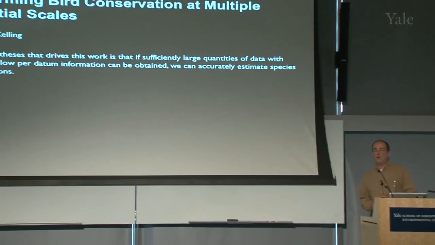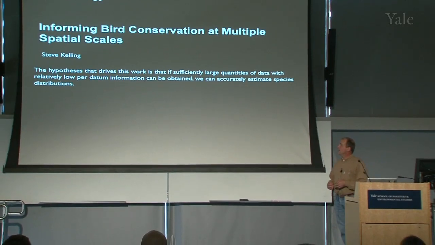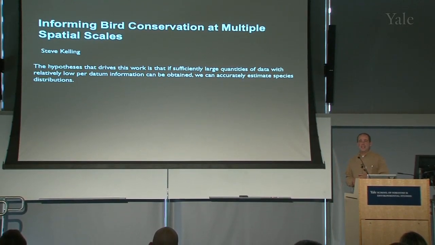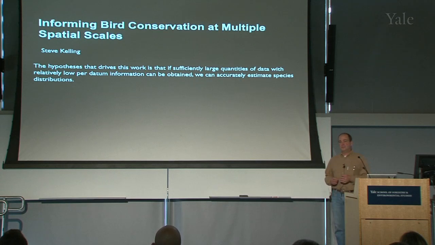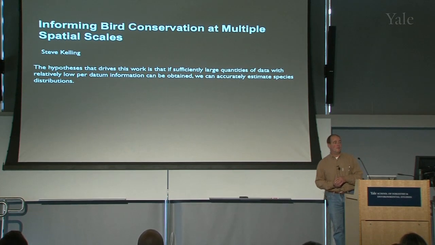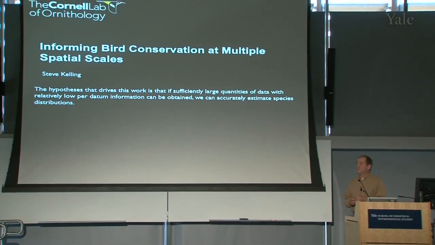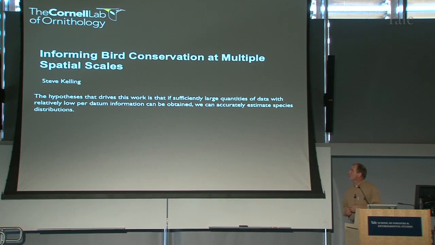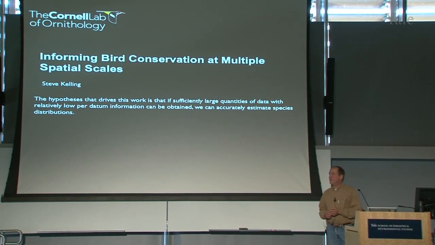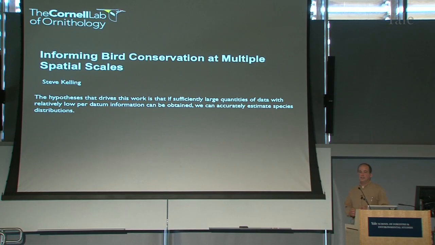And the underlying hypothesis of the work that I'm going to describe to you is that if we can gather sufficiently large quantities of data with relatively low per datum information, so the kind of data that you would get from a volunteer network, citizen scientists, we believe we can accurately then estimate species distributions across broad spatial and temporal scales.